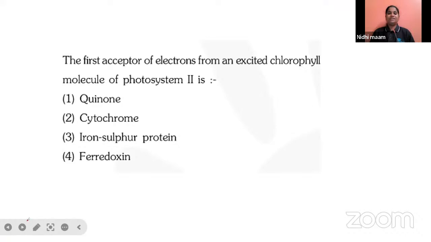Next question. The first acceptor of electron from an excited chlorophyll molecule of photosystem 2. In photosystem 2, electrons get excited by absorbing photons. Those electrons are accepted by the electron acceptor. So which is that electron acceptor in PS2? Quinone, cytochrome, iron sulfur protein, ferredoxin.